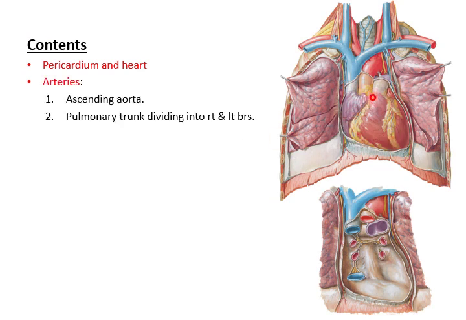and the big vessels that are attached to the heart, the two big arteries, the one arising from the left ventricle, which is the ascending aorta, the one arising from the right ventricle, which is the pulmonary trunk, dividing into left and right pulmonary arteries. Here they are. This is the ascending aorta. These are the two branches of the pulmonary trunk. This picture is after removal of the heart to show the big vessels.